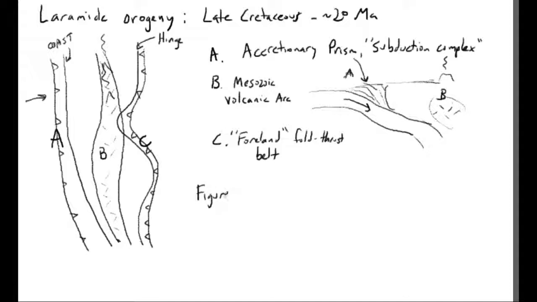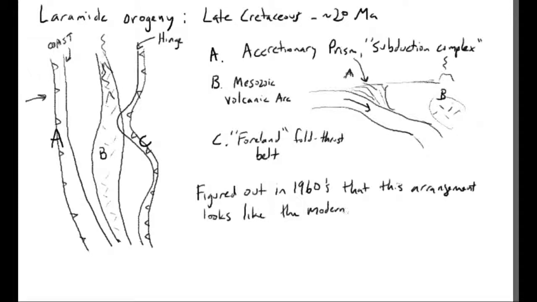Okay, so it was figured out in the 1960s that this arrangement, this is what we see now. We see the Sierra Nevada and other granitic rocks when you go out west. We find the subduction complex, the most famous example being the Franciscan rocks in California. And then you find all these folds and thrusts to the east of that. So this arrangement of these three styles of geologic activity looks like the modern day Andes.